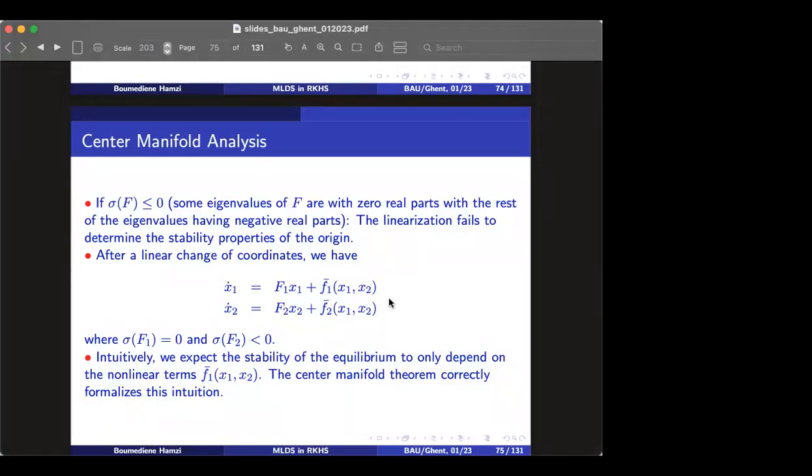So the intuitive way of explaining it is that we are going to decompose the variables into two parts, x1 and x2. x1 corresponds to eigenvalues on the imaginary axis. x2 corresponds to eigenvalues with negative real part. So intuitively, we expect the stability of the equilibrium to depend only on the x1 coordinates, because the x2 coordinates will eventually converge to the origin. And that's exactly what the center manifold theorem is about.